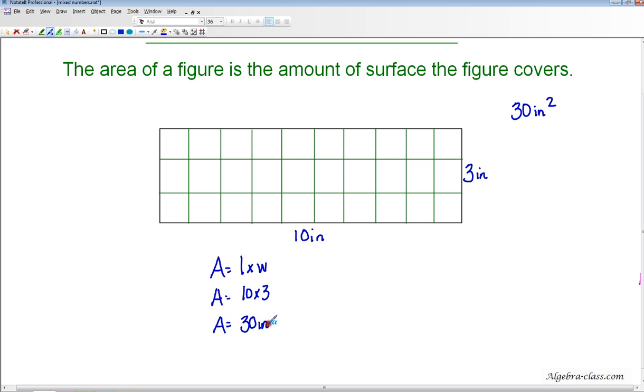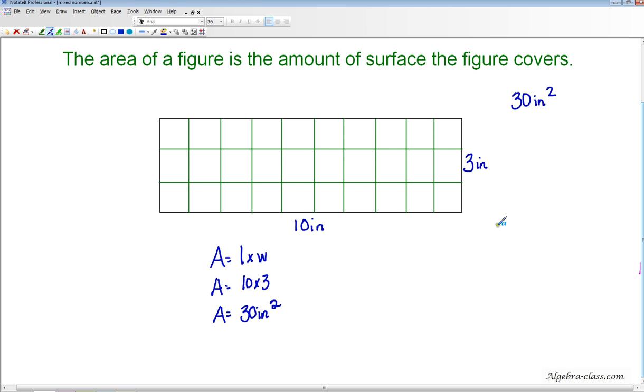And then whenever you're writing, your units are always squared, because we're multiplying inches times inches, which is inches squared. So whenever you're trying to find the area of a particular figure, all you need to do is multiply the length times the width, and it will give you the area, which is how many squared units will fit inside of that particular figure.